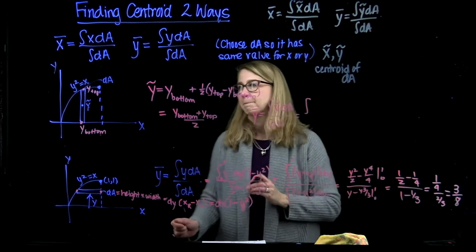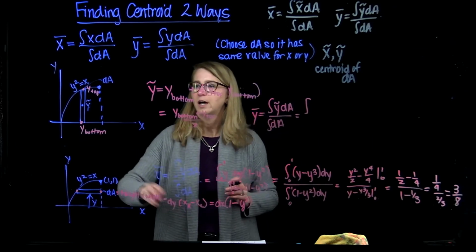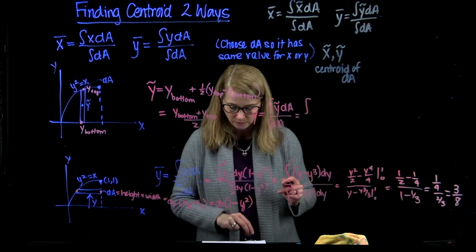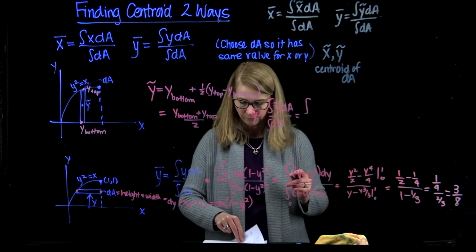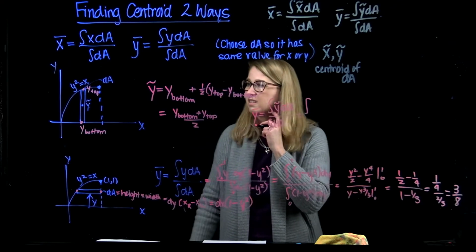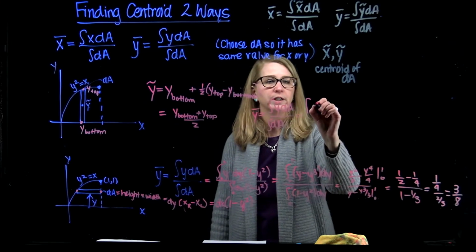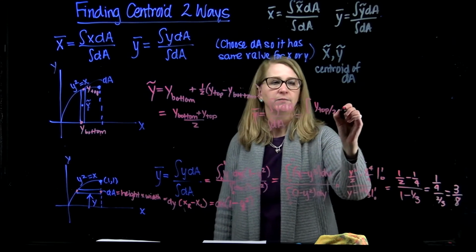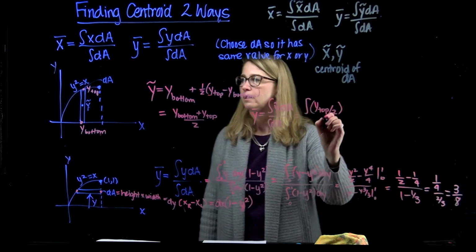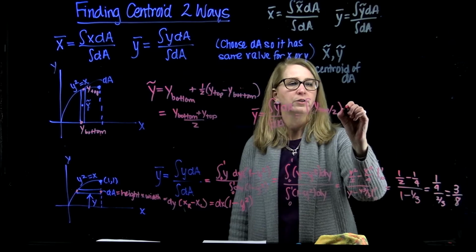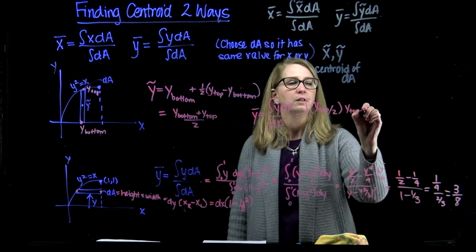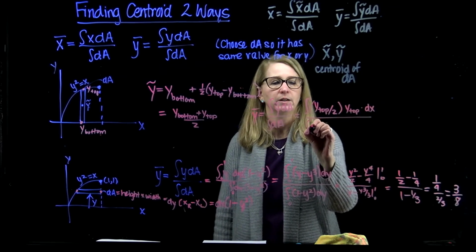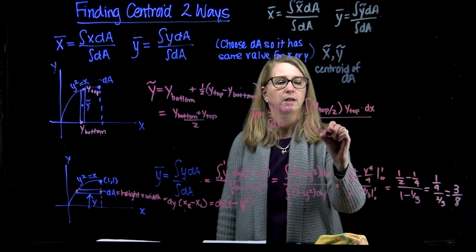Now, the y bottom plus the y top, the y bottom is 0. The y top is going to be, well, I'm just going to write it as y top over 2, and then times the height of the strip, which is y top, times the width, which is dx. And on the bottom, we got y top times dx.